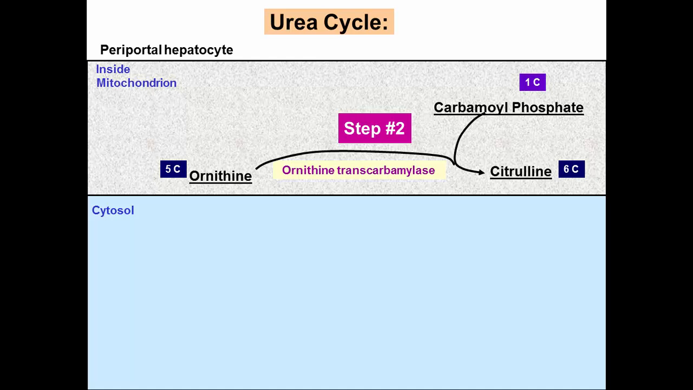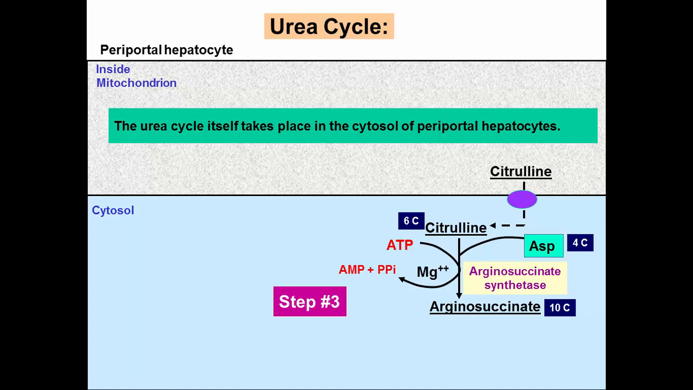Ornithine transcarbamylase, you could abbreviate that OTC if you want, but it's helpful, as you're learning it, to say the enzyme name so that you know what you're making. Ornithine transcarbamylase, you're taking ornithine and carbamyl phosphate to make citrulline. Step 3, we're in the cytosol now. This is where aspartate, which has 4 carbons, combines with citrulline. We're cleaving the equivalent of 2 ATP here, and we're making arginosuccinate.